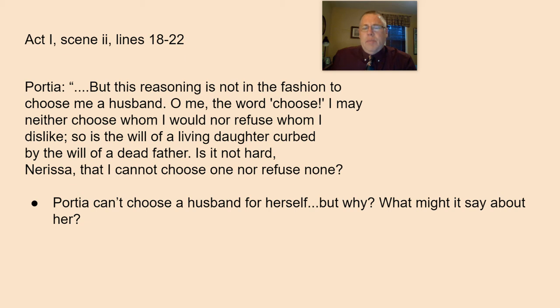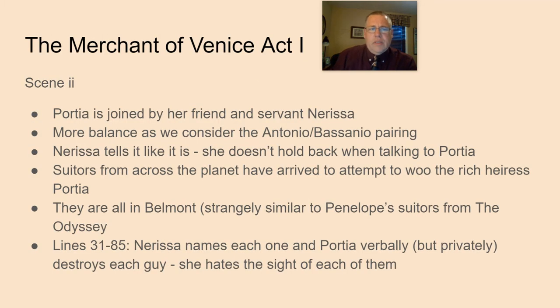Because this Portia in Merchant of Venice seems to be dutifully bound to the father and the fatherland, if you will, Belmont, in the same way that Portia from Julius Caesar is dutifully bound to her fatherland, her father, and her husband. This is Portia's lines, right?